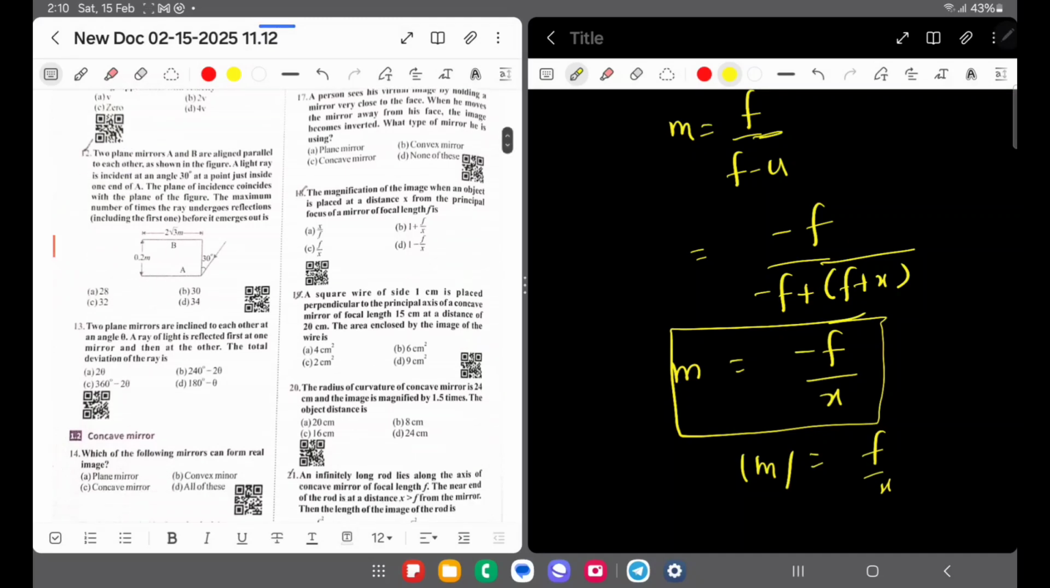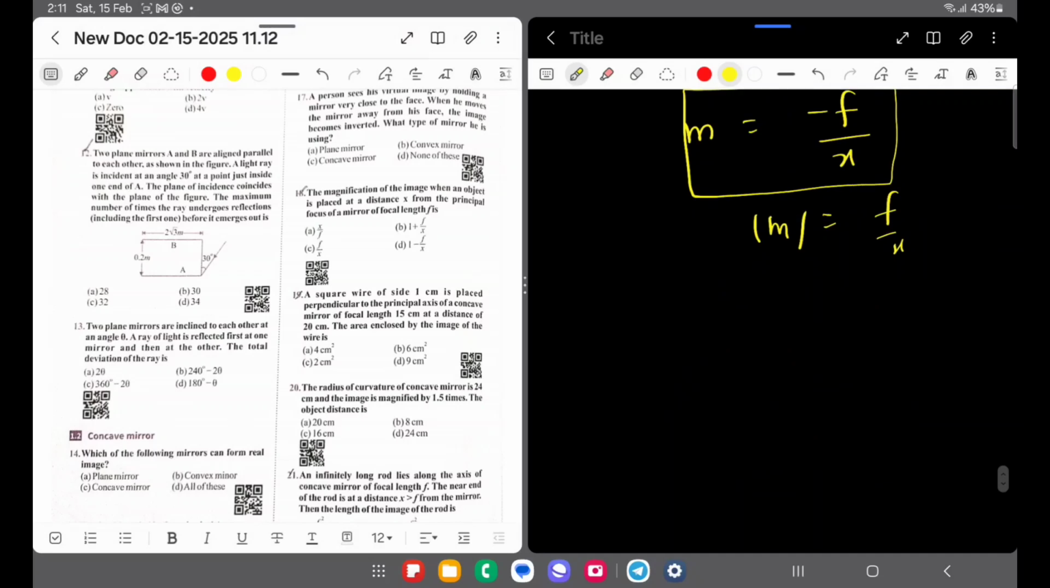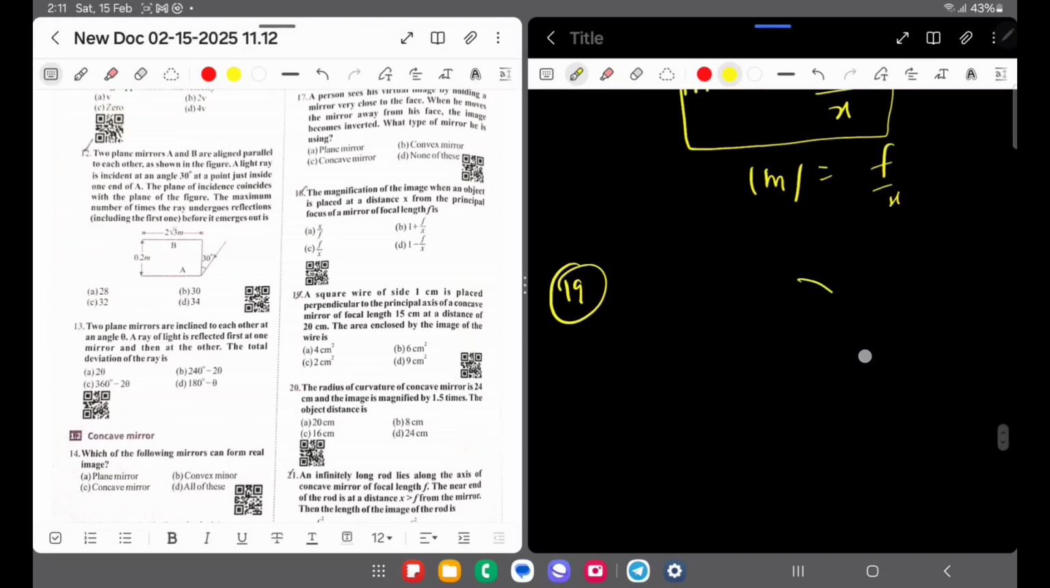Okay. Now we can look into question number 19. We have a concave mirror, its focal length is 15 centimeters.